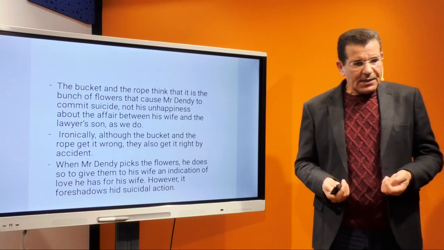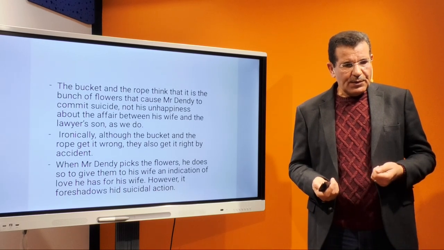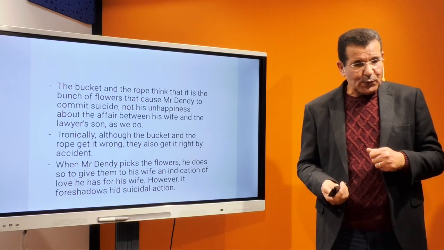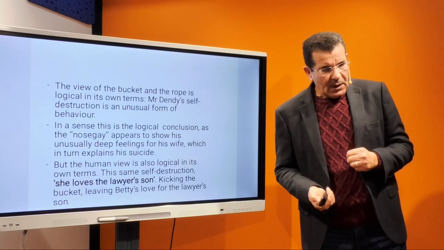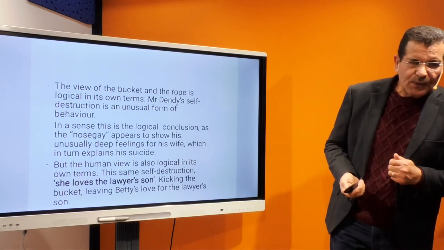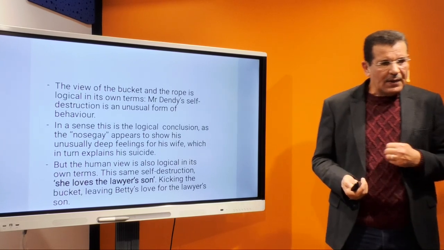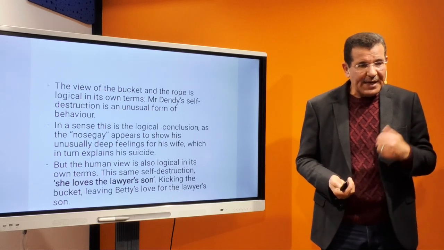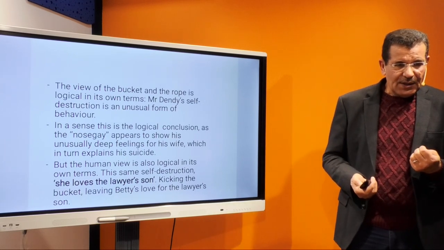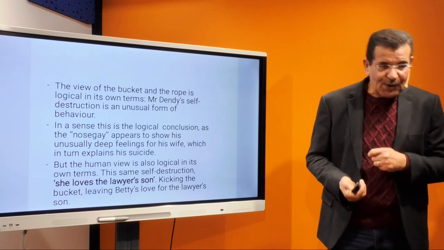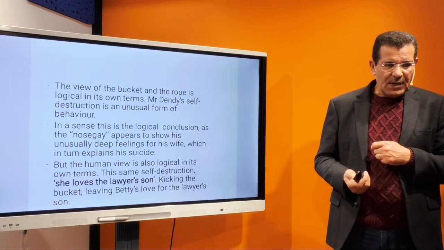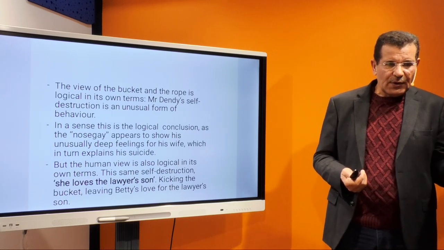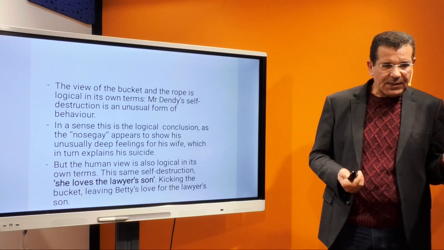When Mr. Dandy, as I said, picks the flowers, he does so to give them to his wife, an indication of love, and also it foreshadows his suicidal action. The view of the bucket and the rope is logical in its own terms. Mr. Dandy's self-destruction is an unusual form of behavior, and the human view is also logical in its own terms. The same self-destruction: she loves the lawyer's son, kicking the bucket, leaving Betty love for the lawyer's son.